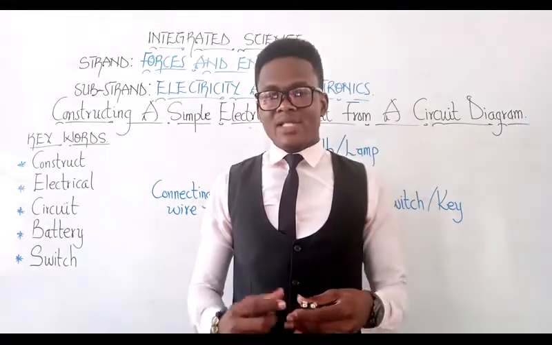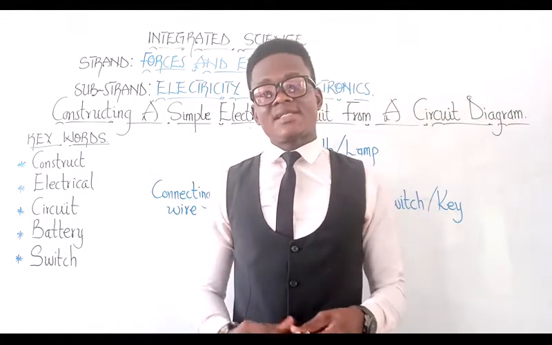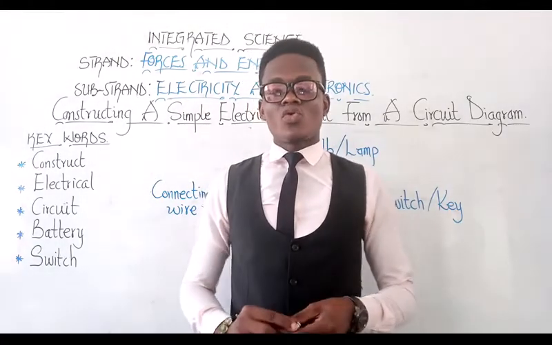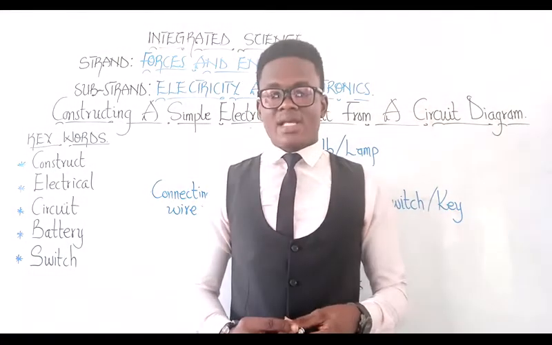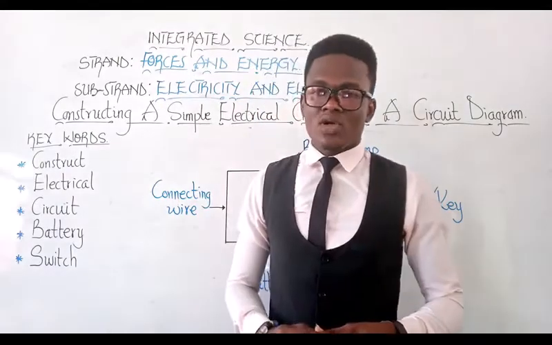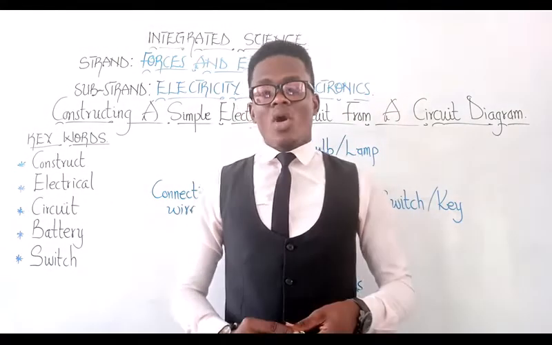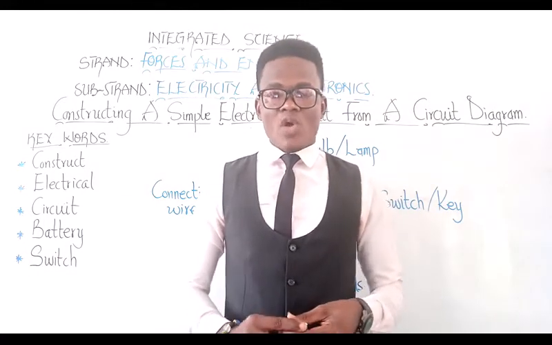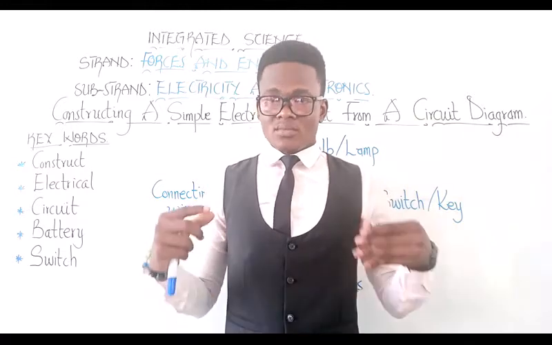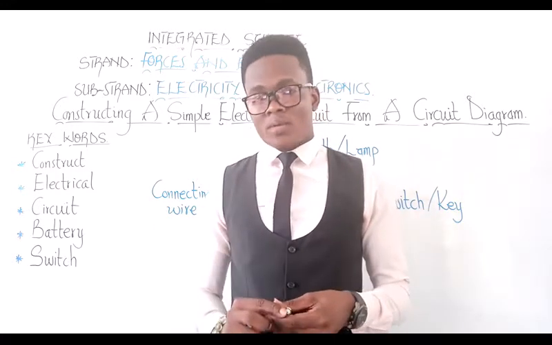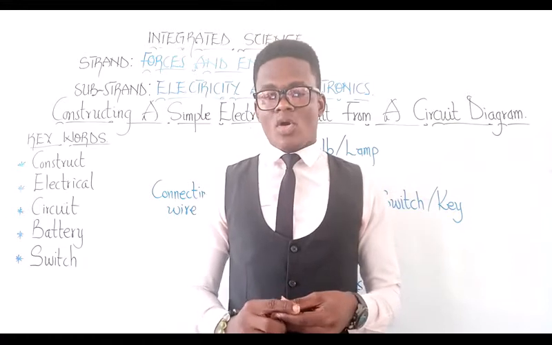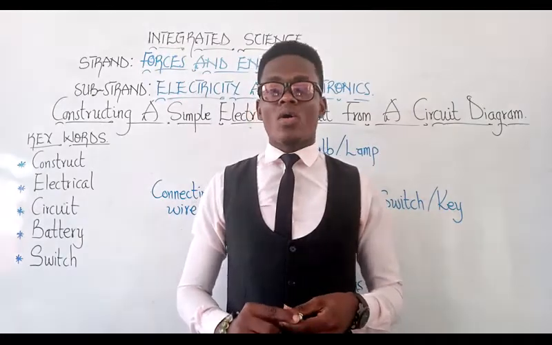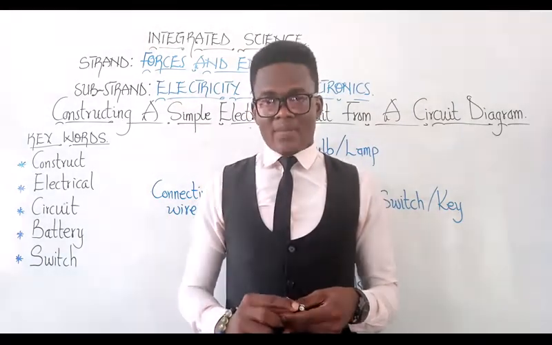We also looked at the lamp or the bulb. We said it contains a filament that converts electrical energy to light energy, and it is also referred to as the load. We also talked about the switch or the key. We said that it allows current to flow through it when it is closed, or turned on, and it stops current from flowing through the circuit when it is opened, or turned off. I believe you are clear with it.